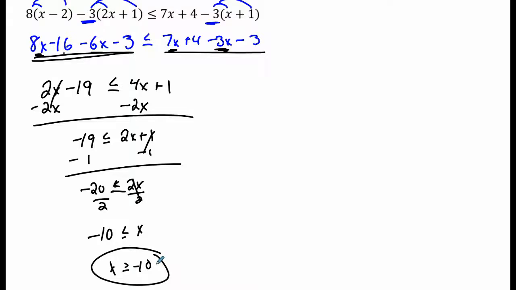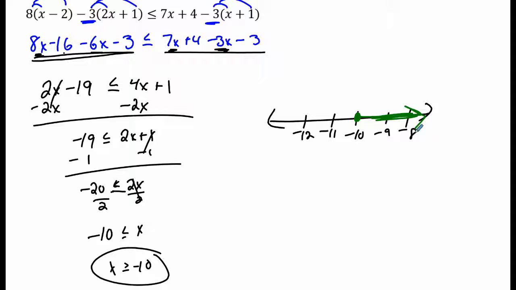That is my solution. So I've got all this room over here to graph it. Negative 10, negative 9, negative 8, negative 11, negative 12. Is negative 10 a solution? Yes, so it gets a closed circle, and x is bigger than it, so I'm going to show you that way. What are some numbers that work? Negative 10, negative 9, negative 8, and keep on going.